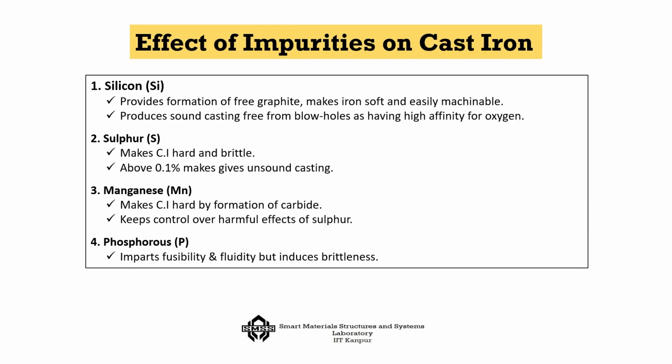If there are impurities in cast iron, for example, if you add silicon, then on top of the carbon, it provides formation of free graphite, makes iron soft and easily machinable. If you use sulfur, it makes the cast iron hard and brittle, and above 0.1% gives unsound casting. Manganese makes it hard by formation of carbide, and keeps control over harmful effects of sulfur. Phosphorus imparts fusibility and fluidity, but induces brittleness in the system.